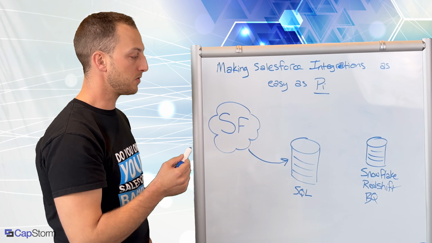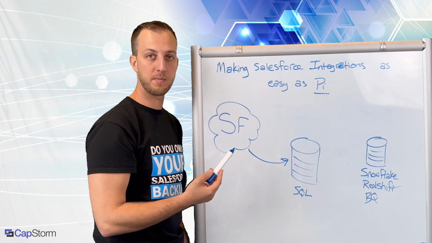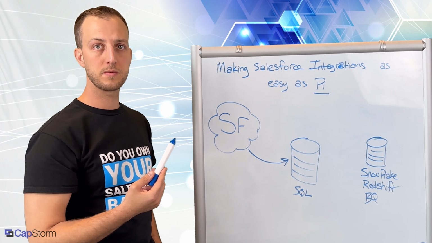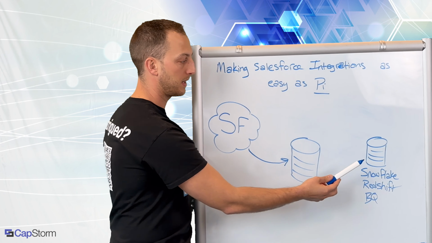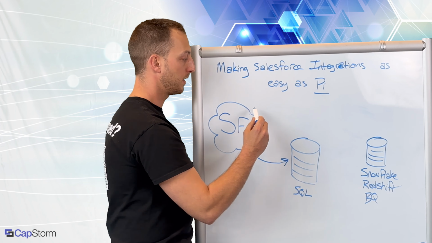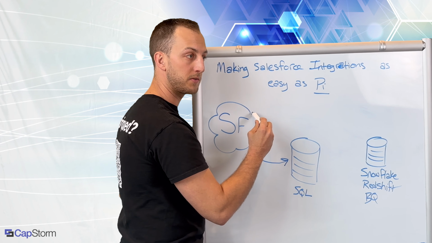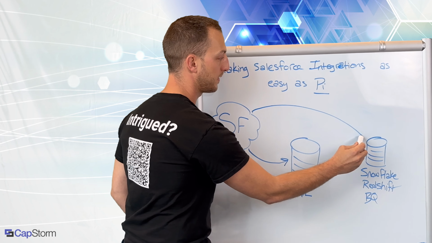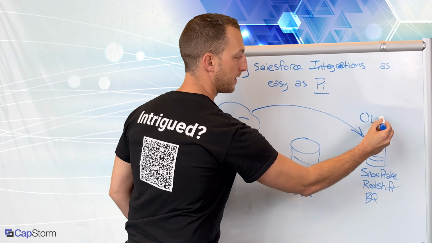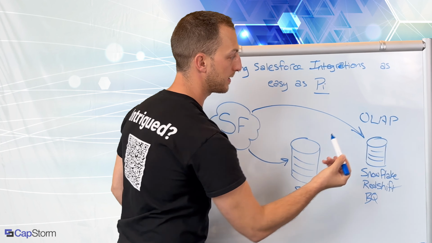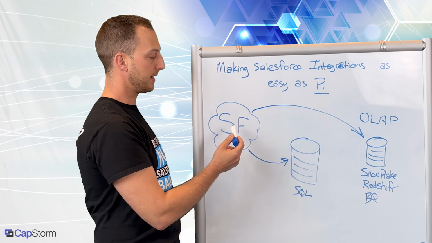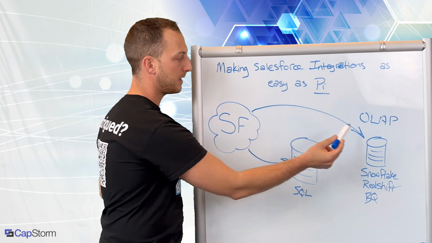Now, let's say that you don't want to use a traditional SQL database as a repository for data analytics or ETL type workflows, and your organization is using Snowflake or Redshift or BigQuery databases. You could also do that fully incremental replication of data, schema, and metadata into these new OLAP databases, online analytical processing.